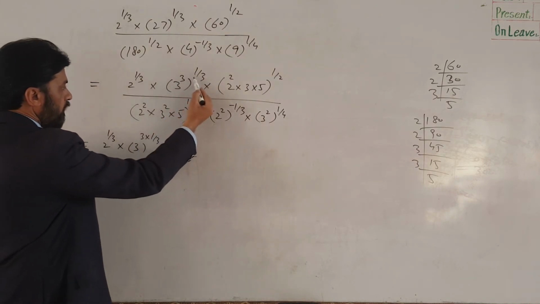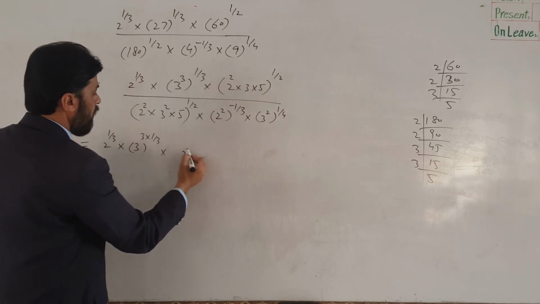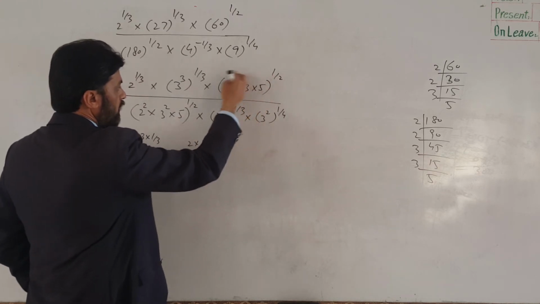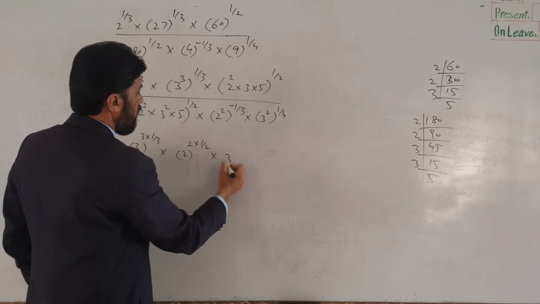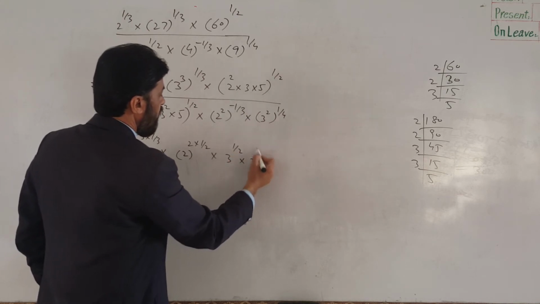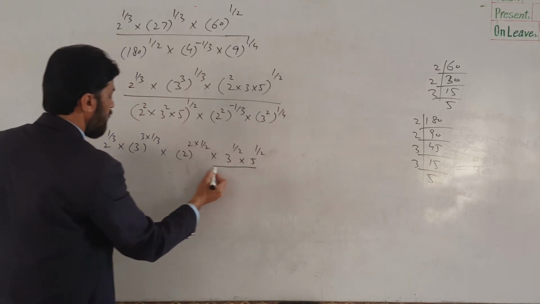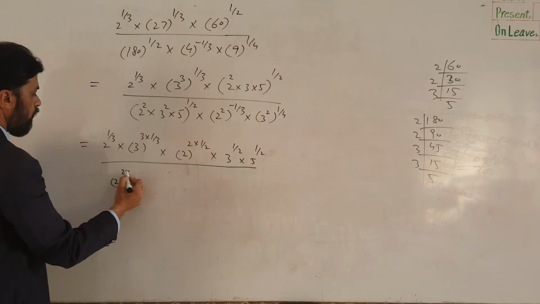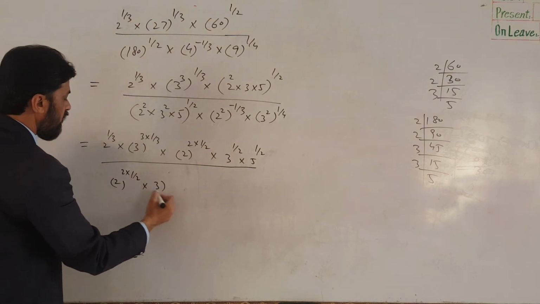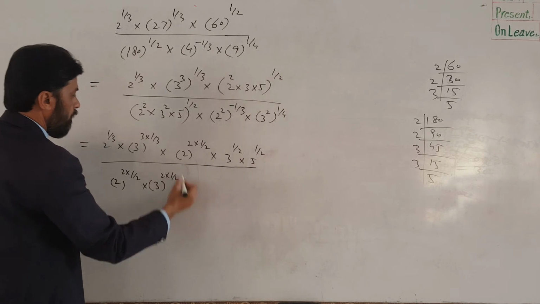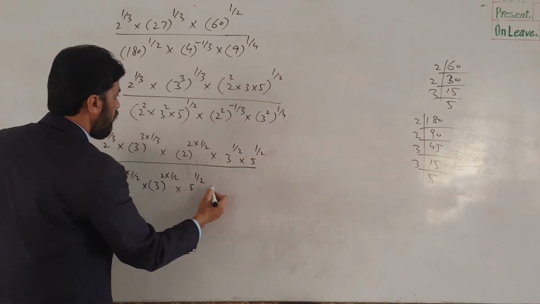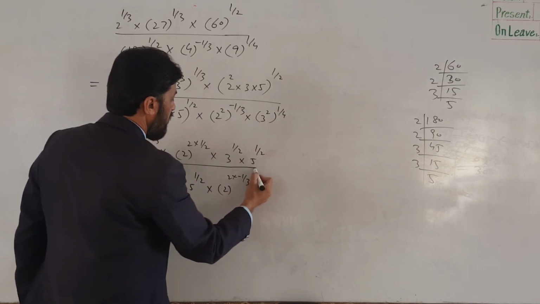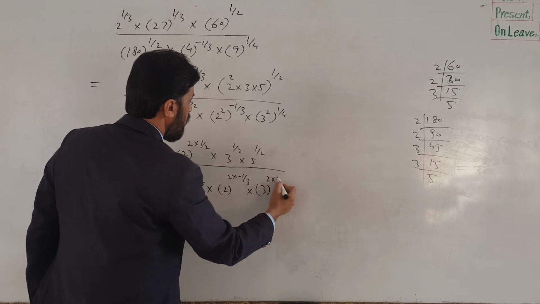This is the law of power of power. Multiplied by 2 raised to power 2 into 1 by 2. This power is for all these factors: 3 raised to power 1 by 2, 5 raised to power 1 by 2. Separately, it can be written as 2 raised to power 2 into 1 by 2, multiplied by 3 raised to power 2 into 1 by 2, multiplied by 5 raised to power 1 by 2, 2 raised to power 2 into minus 1 by 3, multiplied by 3 raised to power 2 into 1 by 4.